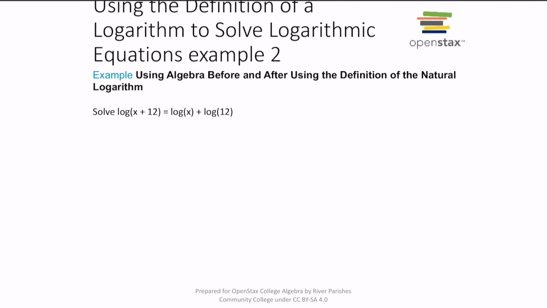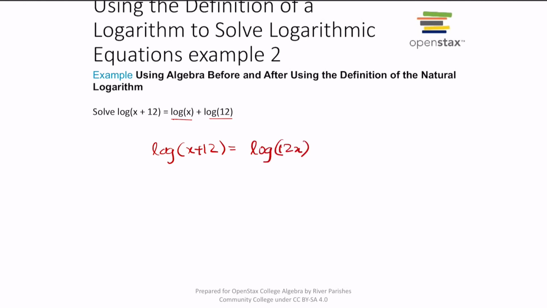So what is given here? Log of x plus log of 12. First, make sure that there is only one log left on both sides. So these two are adding to each other, so we can use the product rule. So log of x plus log of 12 becomes log of x times 12, which is 12x.